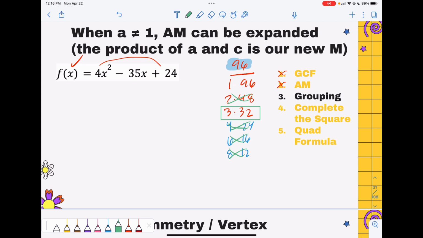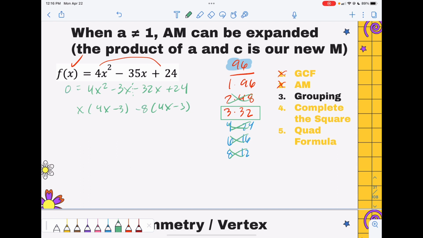Now, if I use positive 3 and positive 32, that adds to positive 35, but I need negative. So I'm going to use negative 3 and negative 32. I'll split this up. 4x squared minus 3x minus 32x plus 24. I split it down the middle. On the left side, I factor out x, so I have 4x minus 3. On the right side, I also have to have 4x minus 3. So what I factor out of negative 32 to get positive 4 and positive 24 to get negative 3, I would factor out a negative 8.